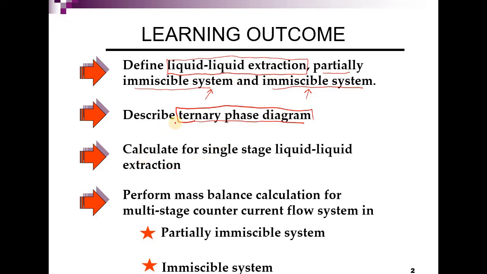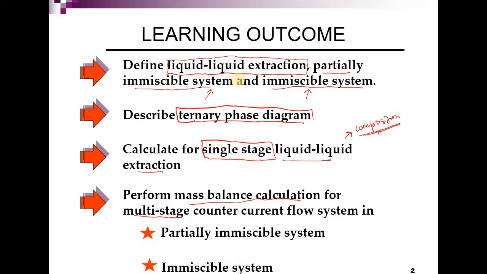Next, you should be able to calculate the single stage liquid extraction. Usually for a single stage we want to know the composition. So we will use the ternary phase diagram to know the composition of the liquid extraction system. Next, you should be able to perform the mass balance calculation for the multi-stage counter current flow system in both the partially immiscible and the immiscible systems.